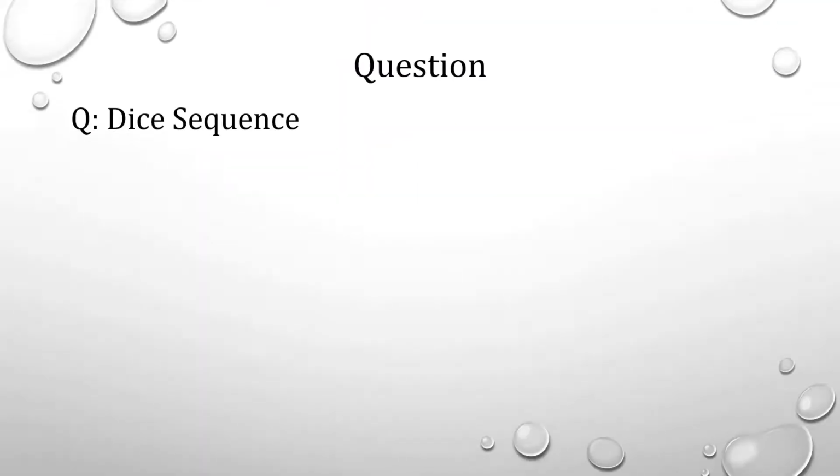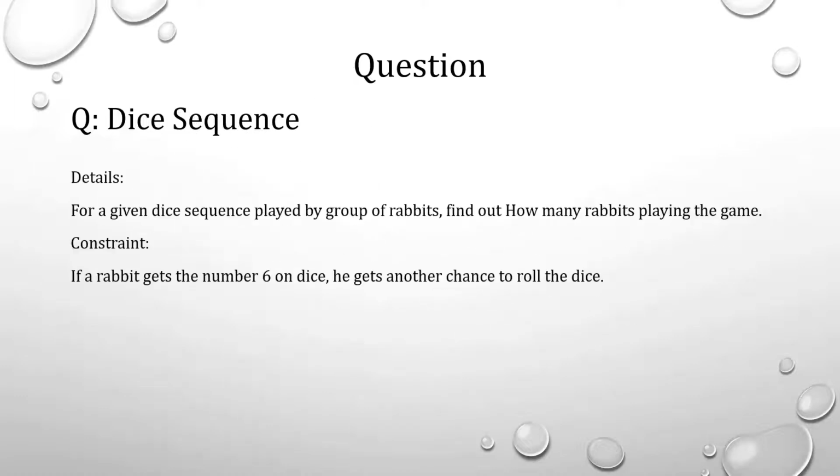Our today's question is dice sequence. In this question, we would be given a dice sequence played by a group of rabbits, and we need to find out how many rabbits are playing that game. If you have played the game, you know if you get 6 on the dice, you get another chance to roll the dice. So if a rabbit manages to get number 6, we'll let him play another chance.